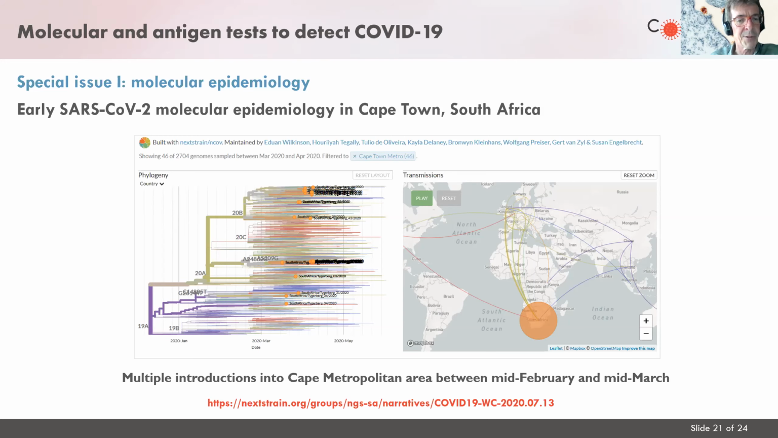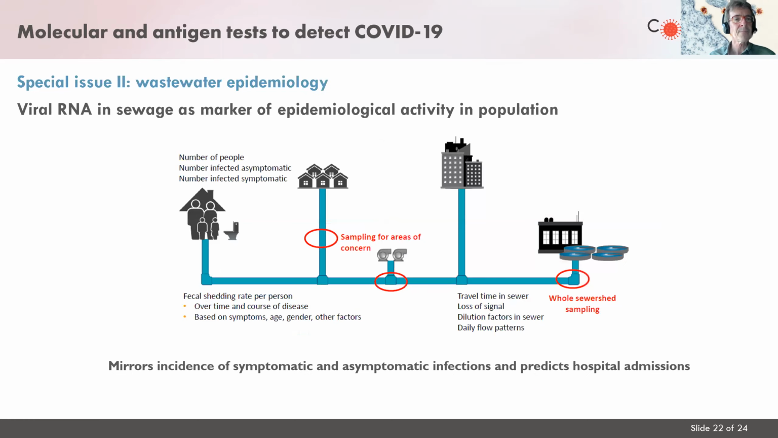The first is molecular epidemiology. Here I just want to draw your attention to a study that's now being submitted to a scientific journal on the molecular epidemiology of the early SARS-CoV-2 infection cases in Cape Town. Using sequencing, it was possible to show that Cape Town received seeding of our epidemic starting in March from various countries, particularly several European countries. That is, of course, very important if one wants to work out the spread of the virus and try and control it. And the second thing is something we are currently doing, wastewater epidemiology. One can use viral RNA in sewage as a marker of epidemiological activity in a population.